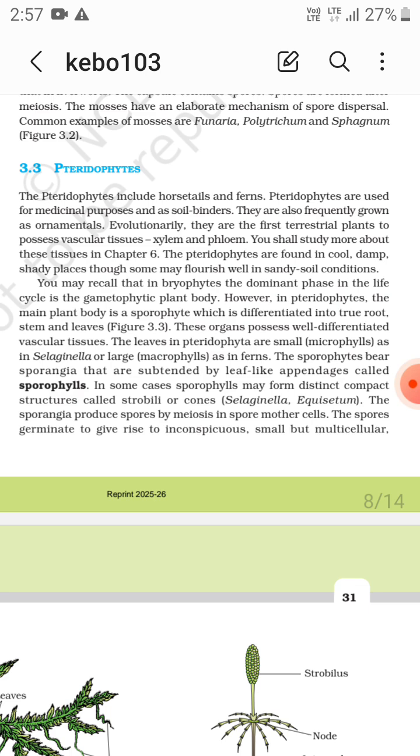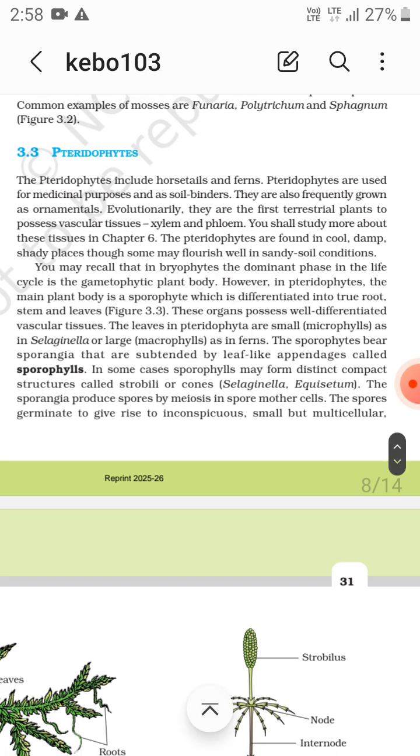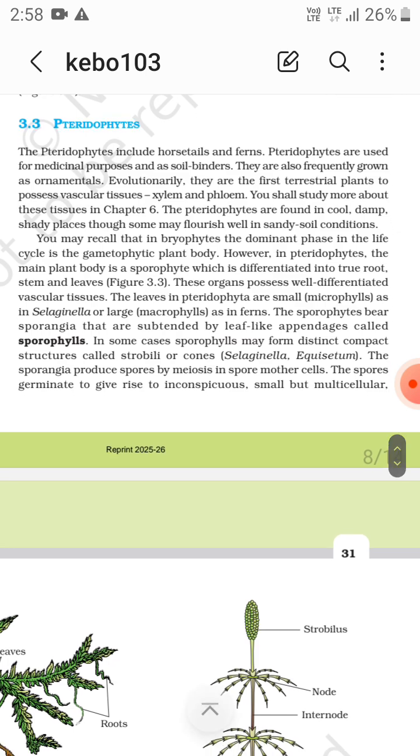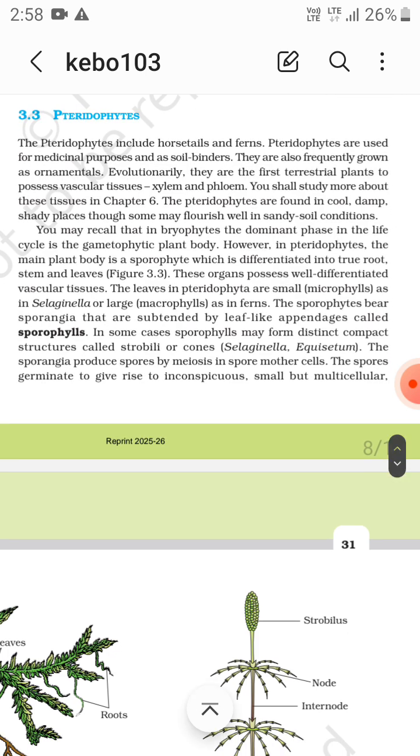In bryophytes, the dominant phase in the life cycle is the gametophytic plant body. However, in pteridophytes, the main plant body is a sporophyte, which is differentiated into true root, stem, and leaves. These organs possess well-differentiated vascular tissues. The leaves in the pteridophyta are small, that is microphylls, as in Selaginella, or large, that is macrophylls, as in fern. Small leaves and large leaves.